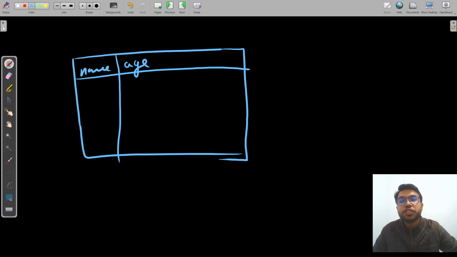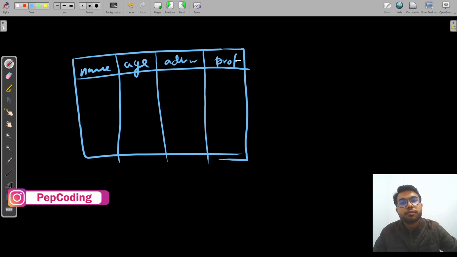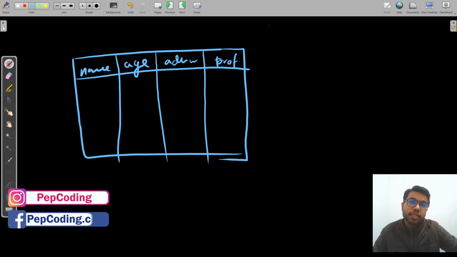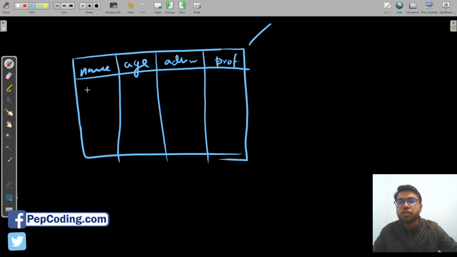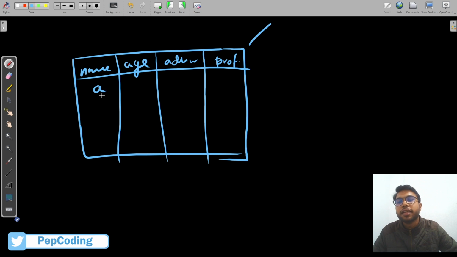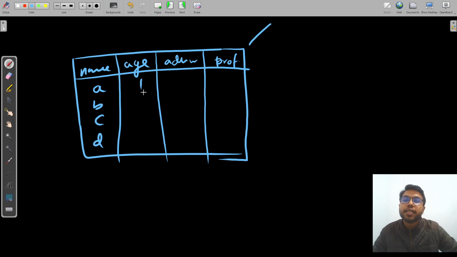I have age, I have Aadhaar, right, and let's also take a profession. And I say, let's take some values, right? So let's take some value. Name is A, B, C, D. Age can be 1, 2, 4, 7. Aadhaar 001.